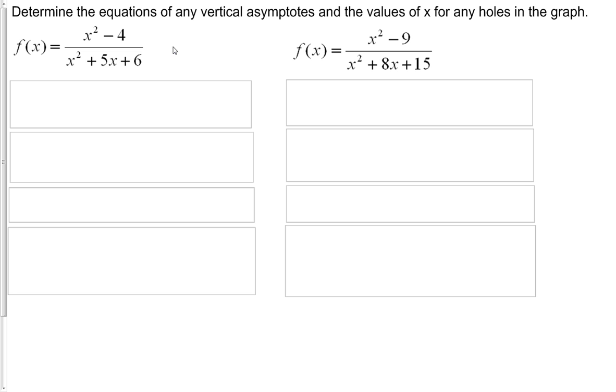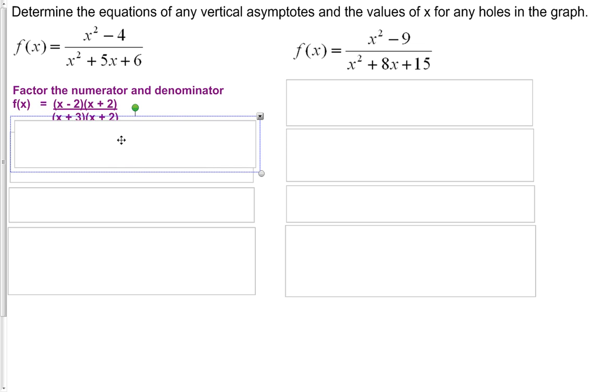So from each of these functions, let's determine if there's any vertical asymptotes or any holes. First thing you need to do in problems like this is completely factor both your numerator and your denominator so you can see if there's anything that's going to cancel out. So let's go ahead and do that.